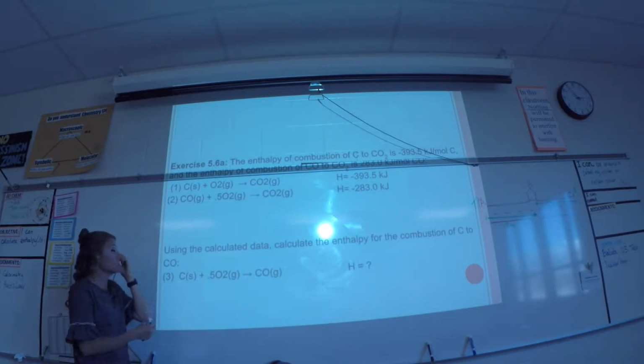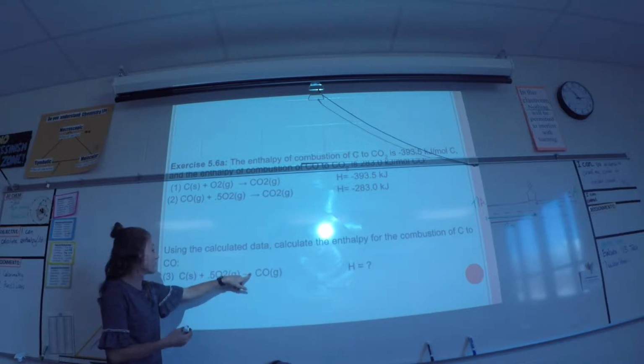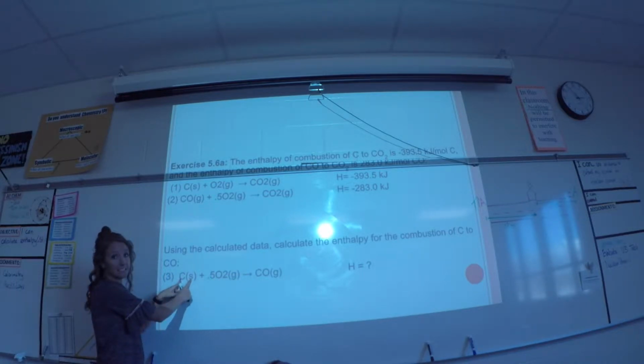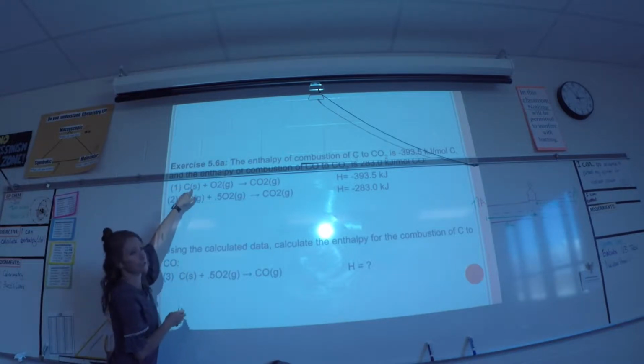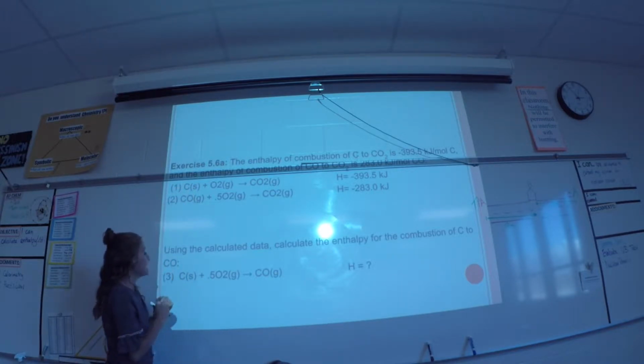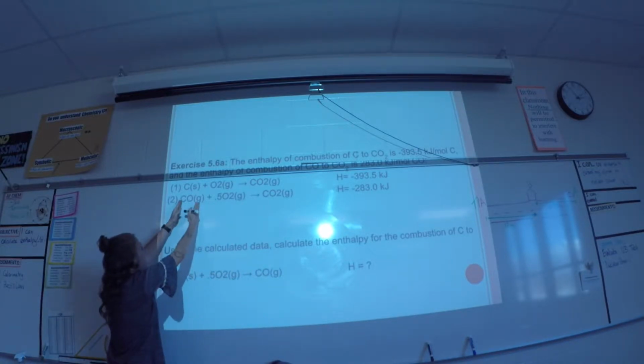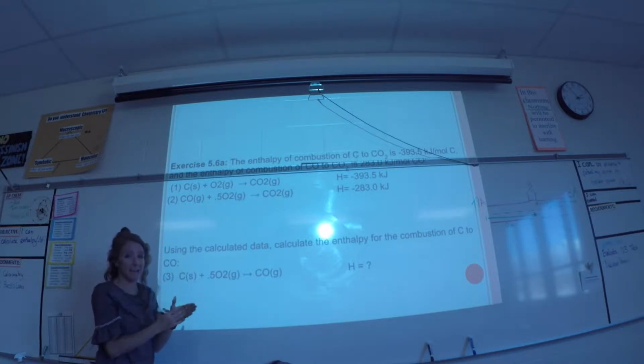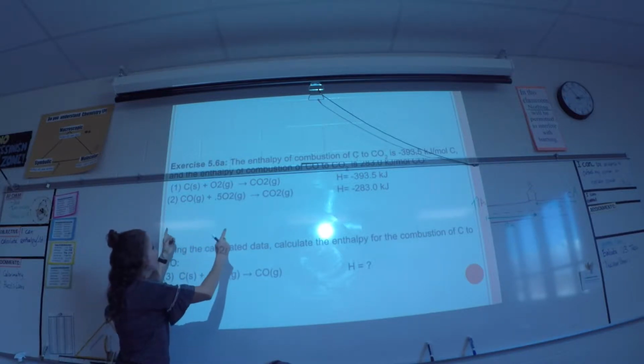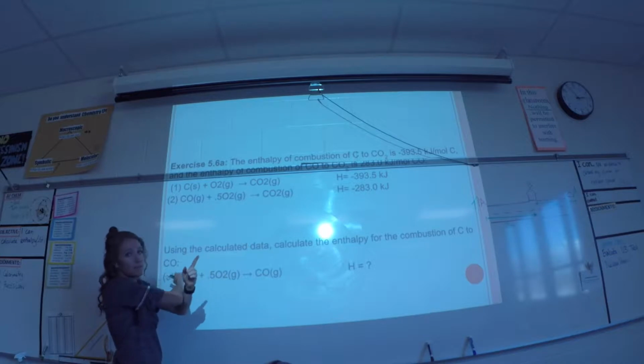So the first thing I pay attention to are the positions of things based on the arrow. I noticed that carbon is a reactant in the goal equation. Oh, good. And in the first step, carbon is a reactant, so that's in its right spot. Now, I noticed that CO is a product, but in the second step, CO is a reactant. So we need to look at the second step in reverse.